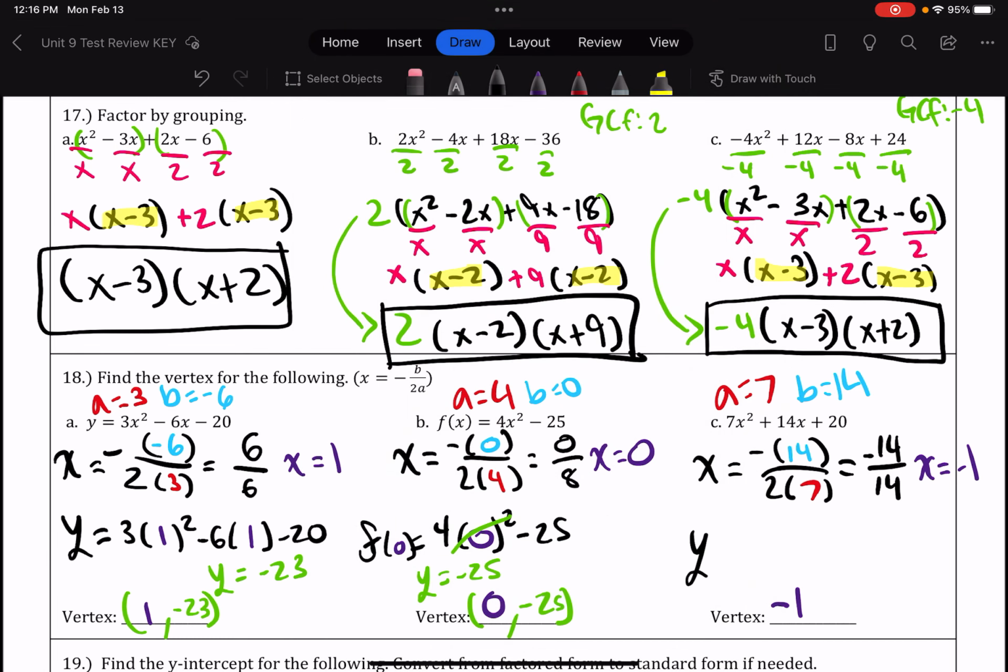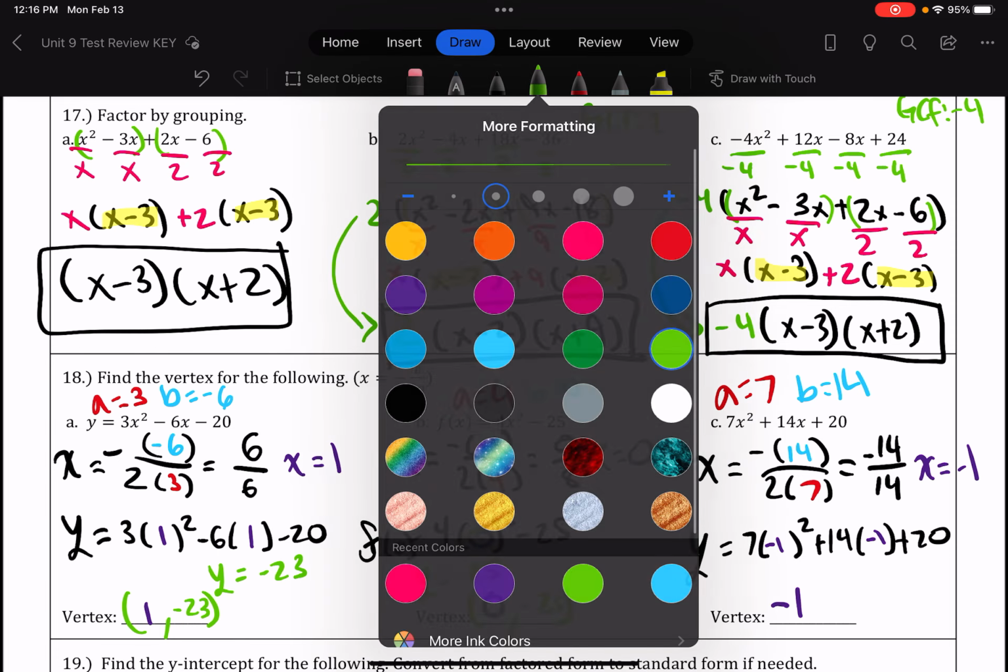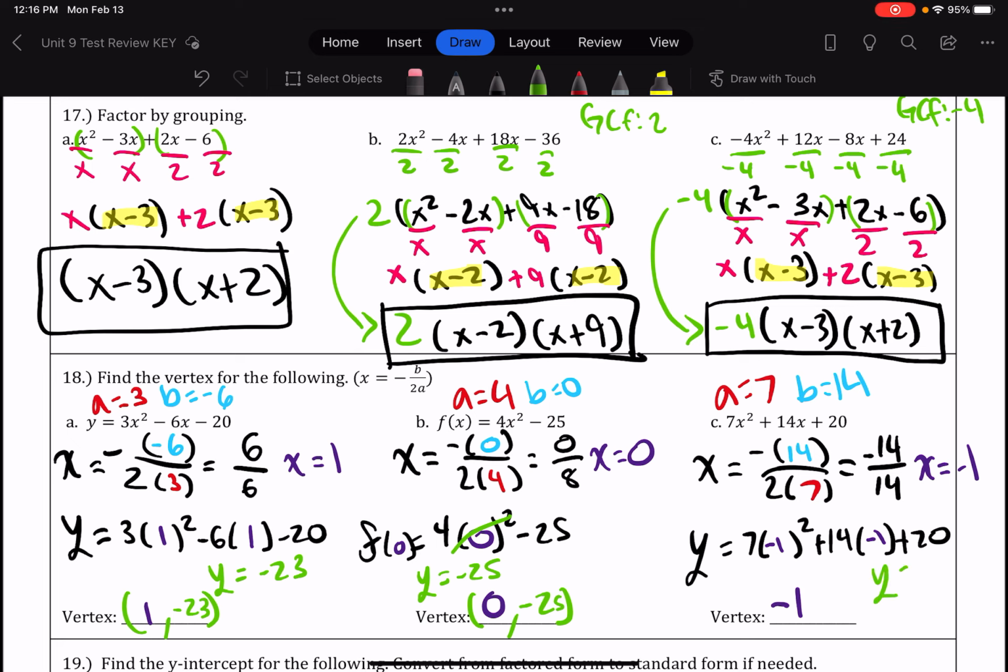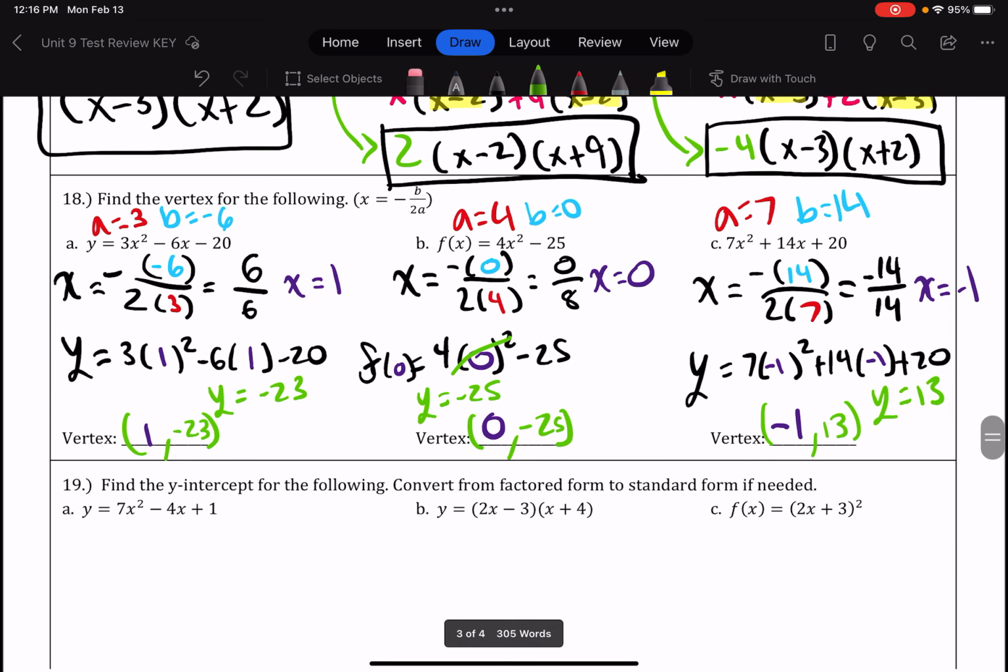So I've got y equals 7 times negative 1 squared plus 14 times negative 1 plus 20. So let's do this. I've got 7 times negative 1 squared plus 14 times negative 1 plus 20. So the y value of my vertex in this case is equal to 13. And my vertex is at negative 1, positive 13.